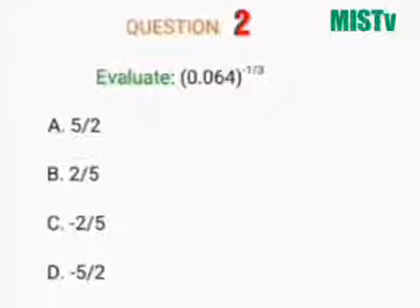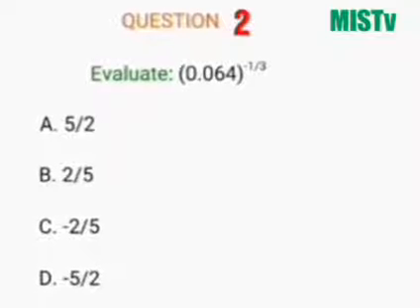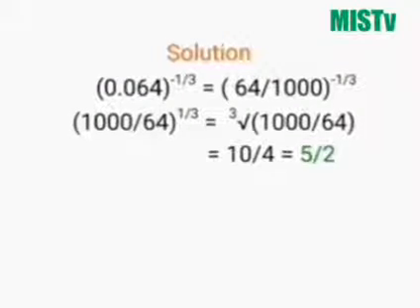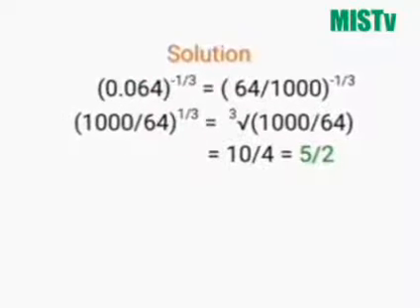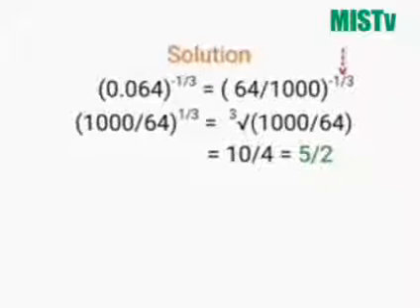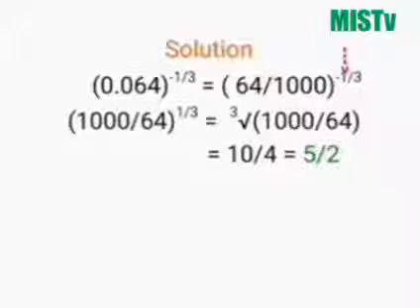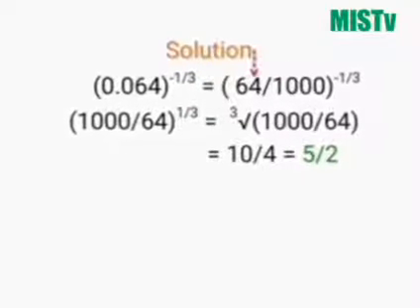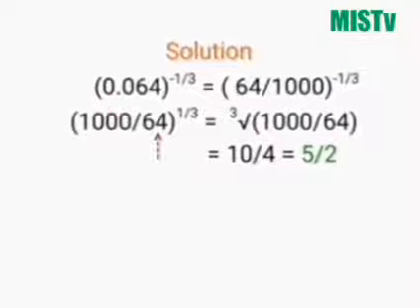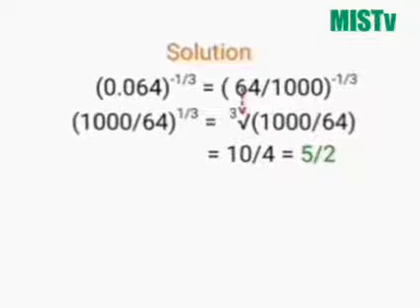Question number 2. Evaluate 0.064 in bracket raised to power minus 1 over 3. Convert 0.064 to a decimal fraction, which gives 64 over 1000 in bracket raised to power minus 1 over 3. To convert negative power to positive power, invert the fraction. Then we have that 64 over 1000 is equivalent to 1000 over 64. Power 1 over 3 is equivalent to cube root.